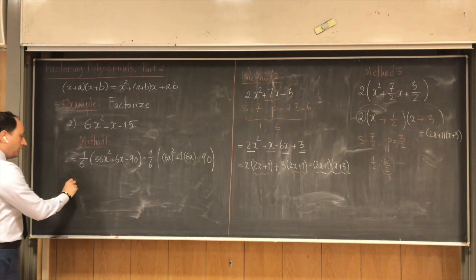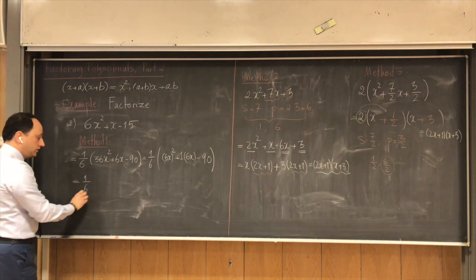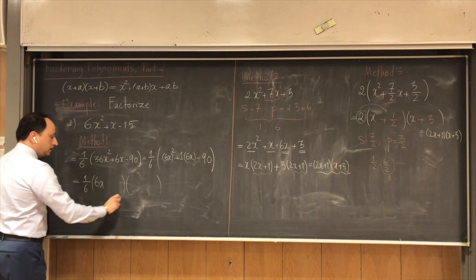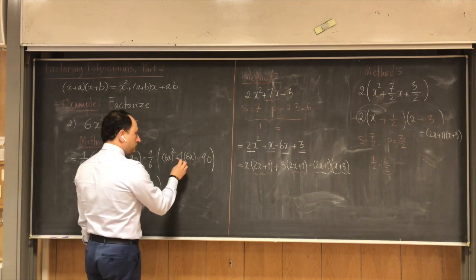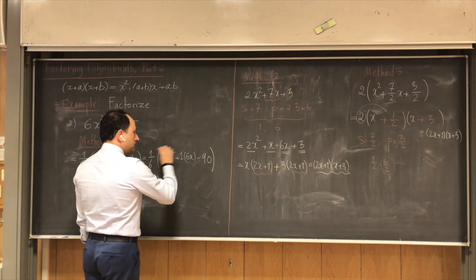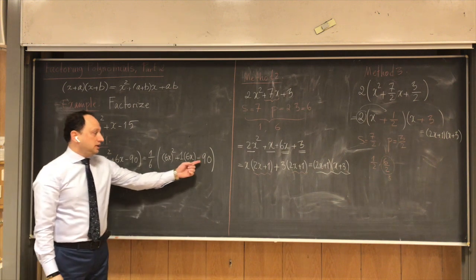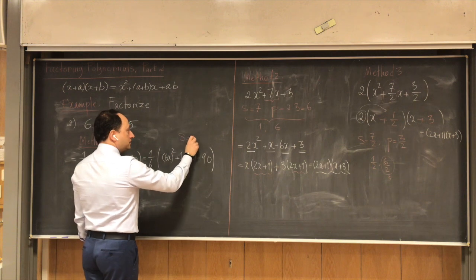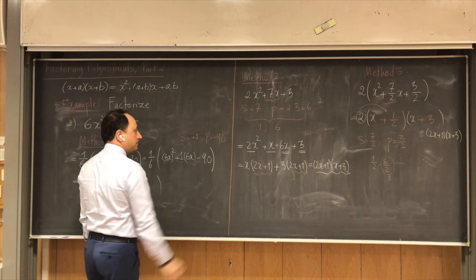Okay, now if I can solve the problem using this 1 over 6, I just copy and paste it here. Then I open 2 pairs of brackets. I put 6x here, another 6x here. Then I ask myself, can I find 2 numbers whose sum is equal to 1 and the product is negative 90? So the sum is positive 1, the product is negative 90.